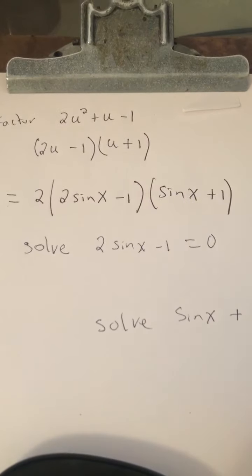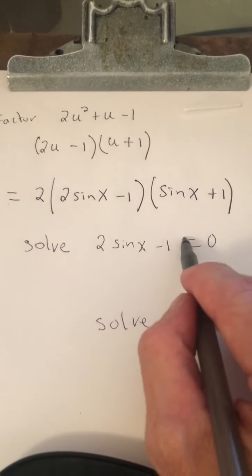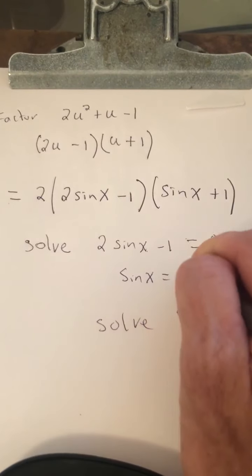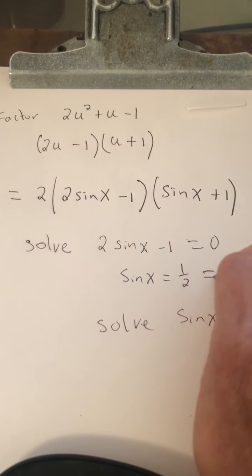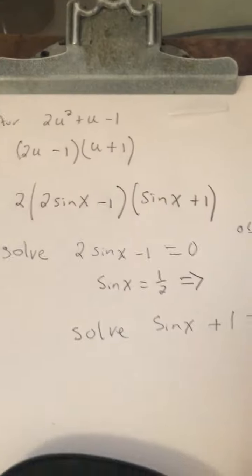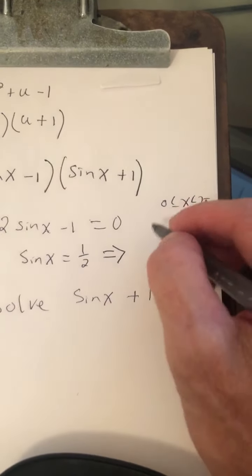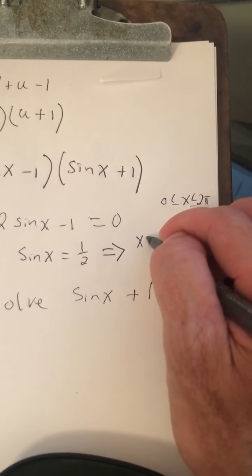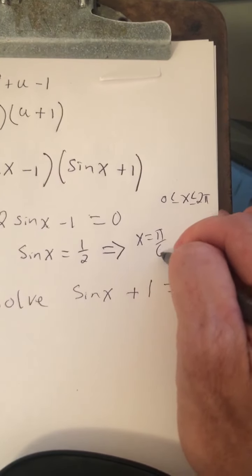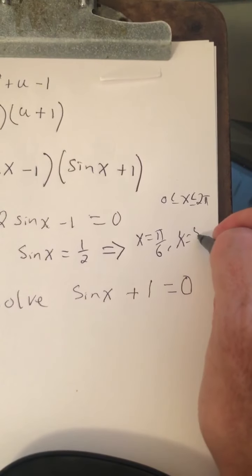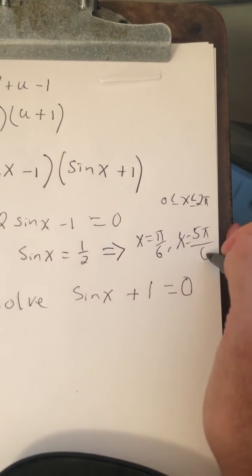So 2 sine of x minus 1 equals 0. That amounts to sine of x equals 1/2. So you have to remember your unit circle. When is sine equal to 1/2? It's equal to 1/2 when x is equal to pi over 6, or when x is equal to 5 pi over 6.